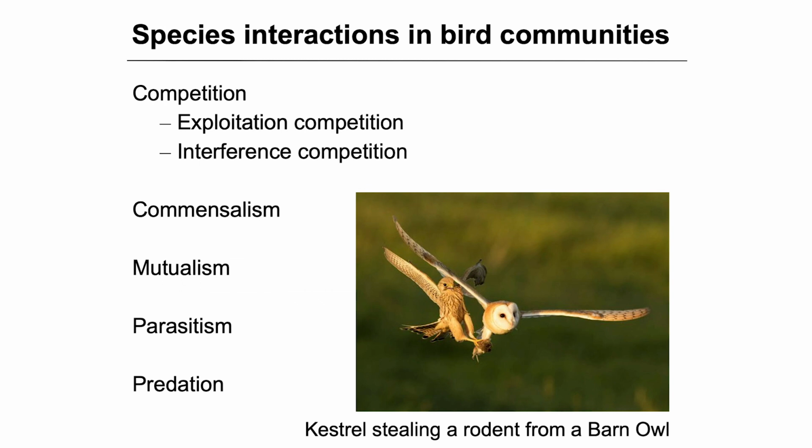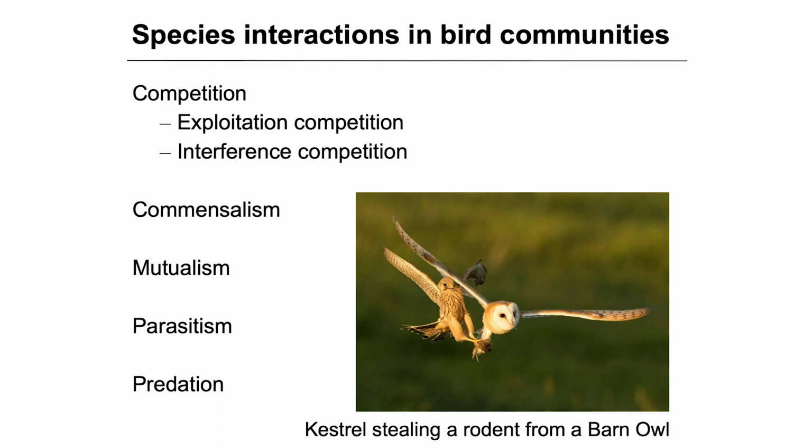All right, now let's get to species interactions within communities. And there are a wide variety of species interactions in ecological communities. There's competition, which is of two types, exploitation and interference, we talked about that. There's commensalism, mutualism, parasitism, and predation.